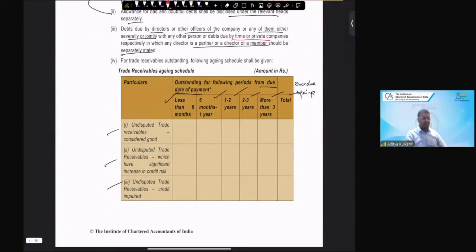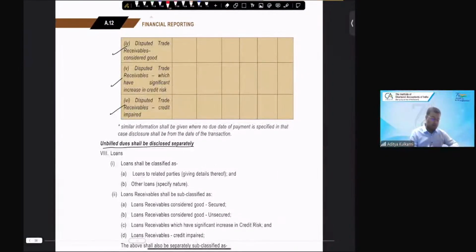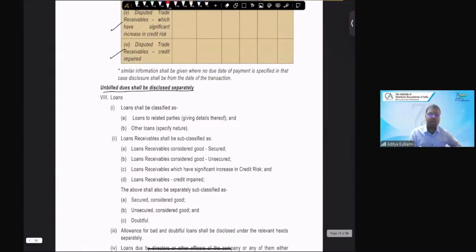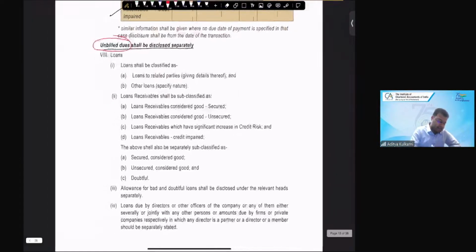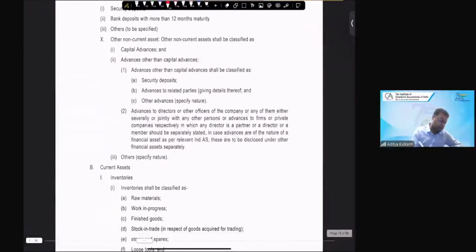For trade receivables aging, this is how you are going to give it: less than 6 months, 6 months to 1 year, 1 to 2 years, 2 to 3 years, more than 3 years. So that is your aging that you will have to disclose. Unbilled dues shall be disclosed separately. Unbilled dues. Okay. You have performed the obligation, but you have not raised an invoice. So it becomes unbilled revenue. So unbilled revenue and unbilled dues you will disclose separately. These are the categorizations for loans and advances given, what you will be disclosing. Okay. You can go through these items as homework.